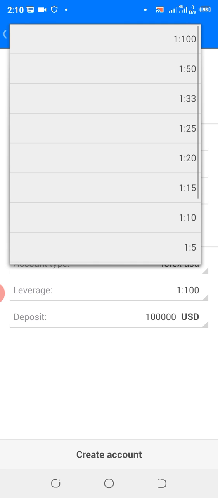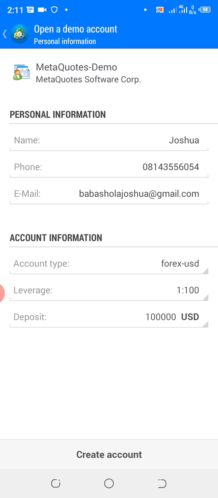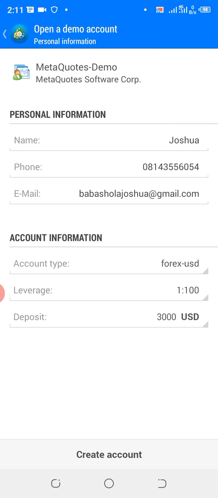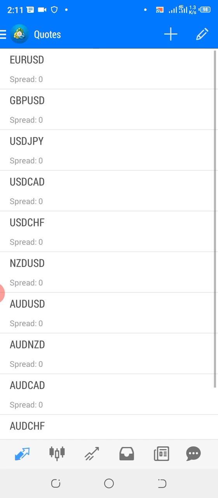You can see here that I have the options to change my leverage. The highest leverage they can offer here is 1:100, which is different on MT5, where they can offer as high as possible. So let me choose 1:100, and then a 3,000 deposit, and create the account.